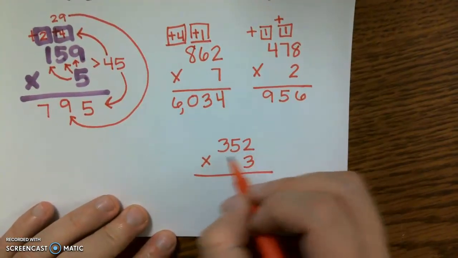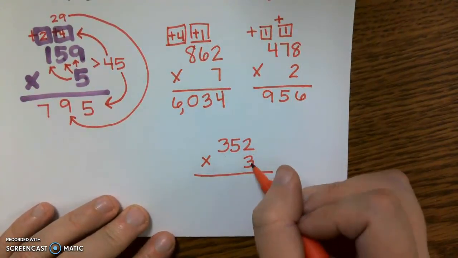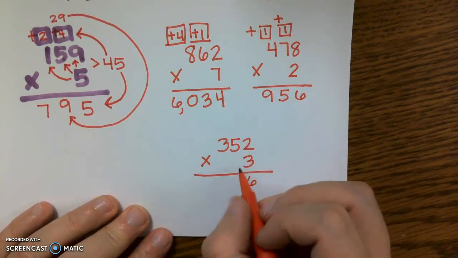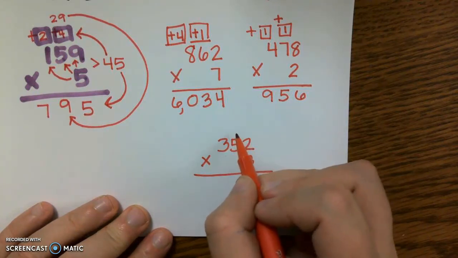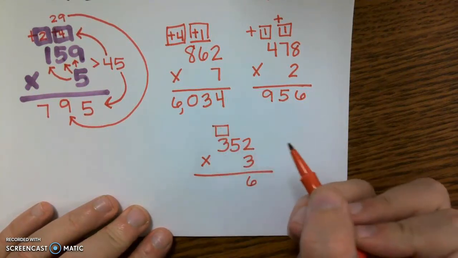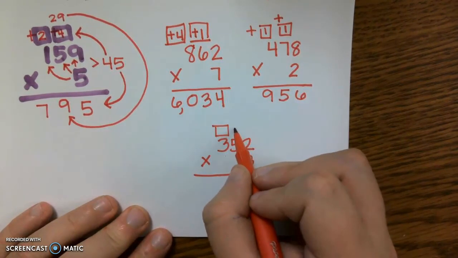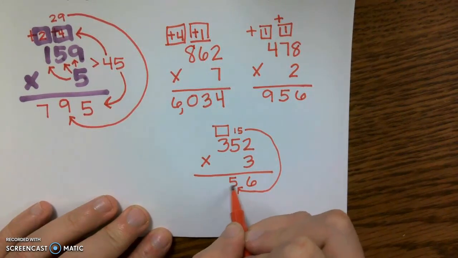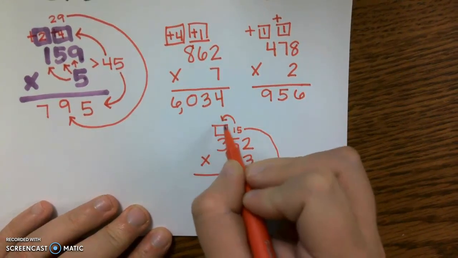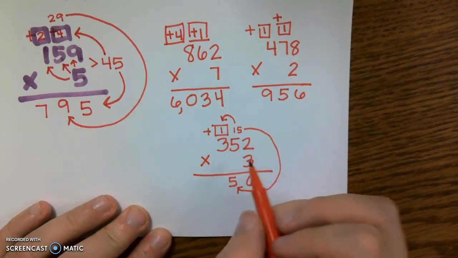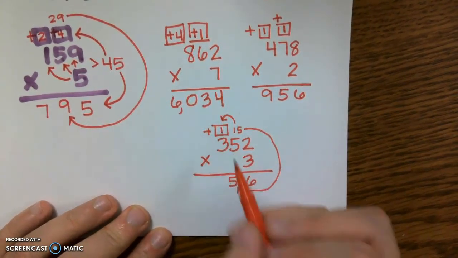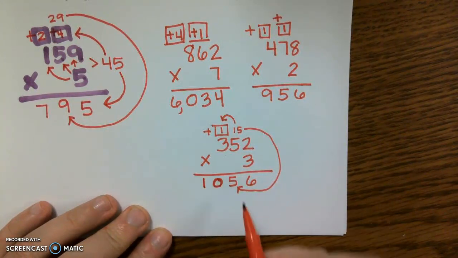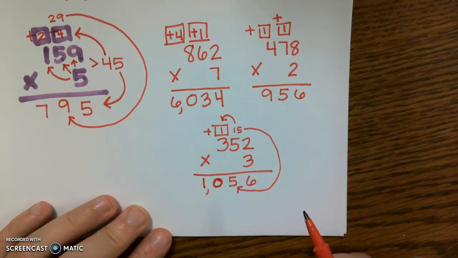And then last, 352 times 3. 3 times 2 is 6. 3 times 5 is 15. But look, I didn't have to regroup anything right here. But I do have to regroup when I get to the 100s. So 3 times 5 is 15. This 5 is going to come down to my tens place. This 1 is going to be regrouped to the 100s, and I'm going to add it. And then 3 times 3 is 9, plus 1 is 10. And I'm just going to bring that whole number down. So my answer is 1056.